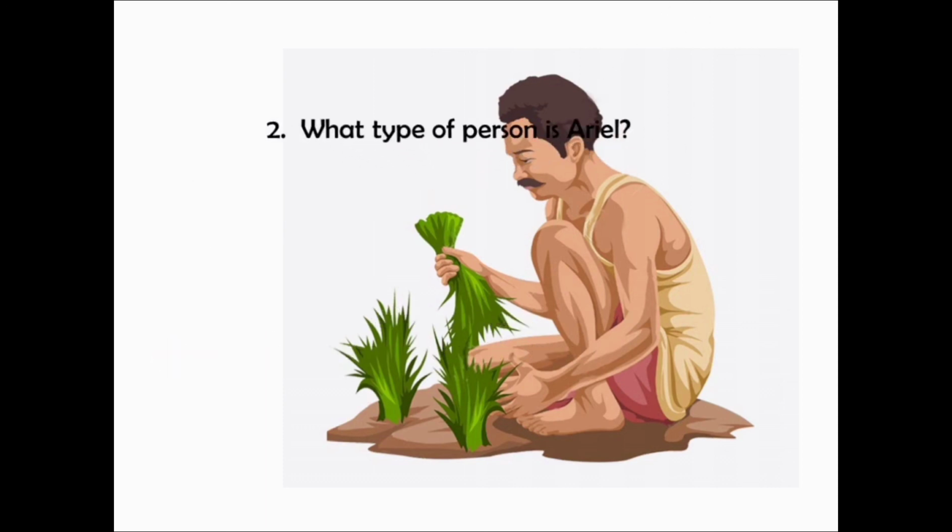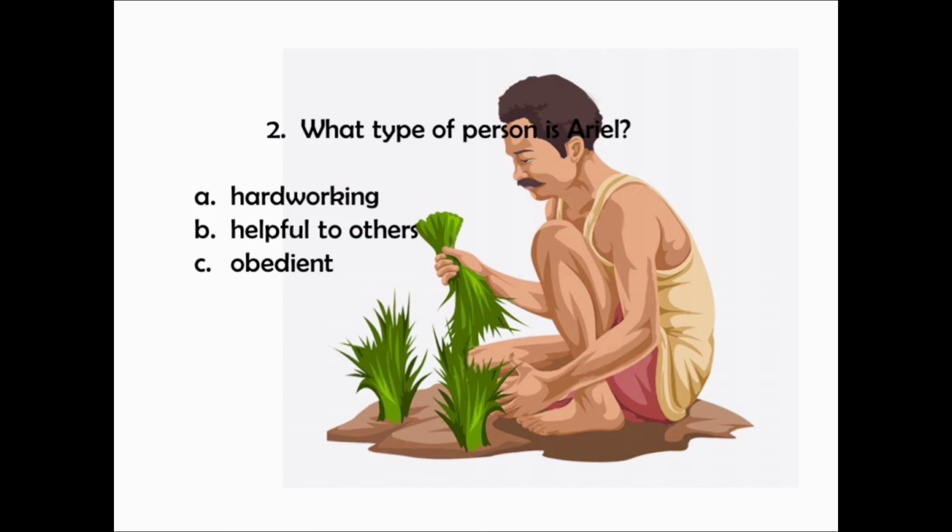What type of person is Ariel? A. Hardworking. B. Helpful to others. C. Obedient. Or D. Courageous. What is your answer? Very good. A. Hardworking.